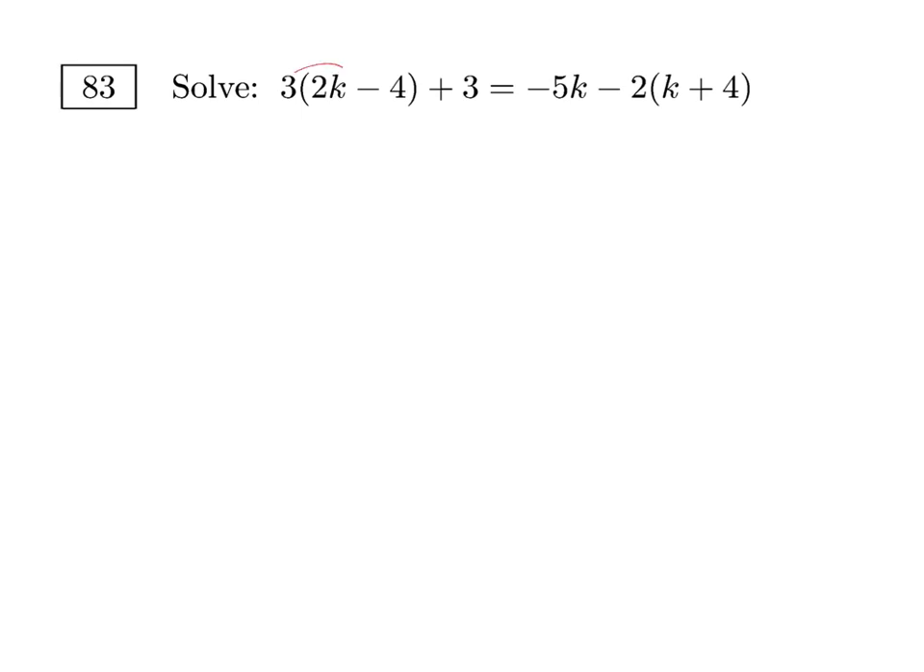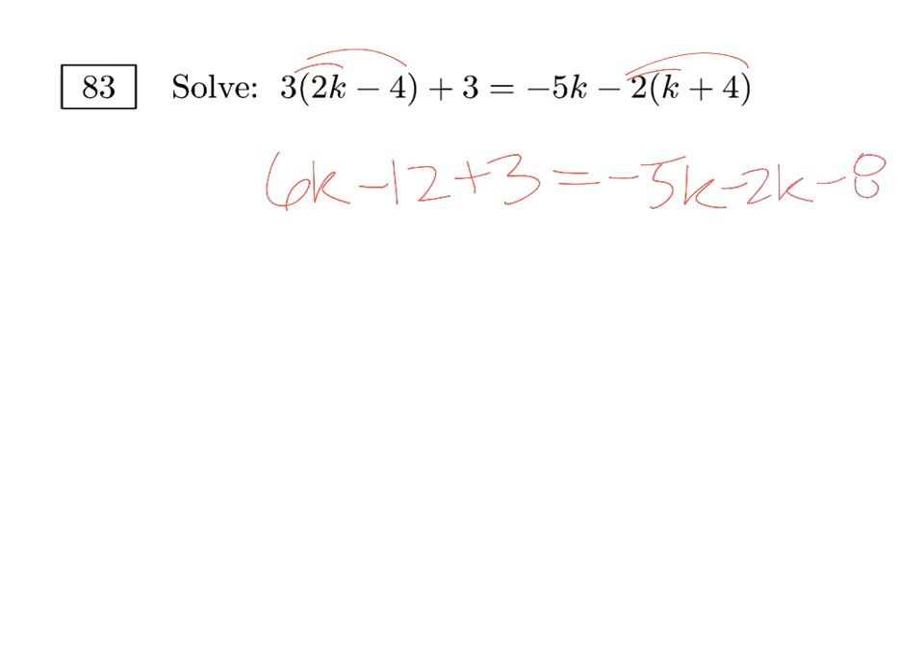Alright, here I'm just distributing. I have 6k minus 12 plus 3 is equal to negative 5k, and then I have negative 2k minus 8. Alright, just be careful adding like terms. Negative 12 plus 3 is negative 9. Then I have negative 5k minus 2k, which is negative 7k minus 8.